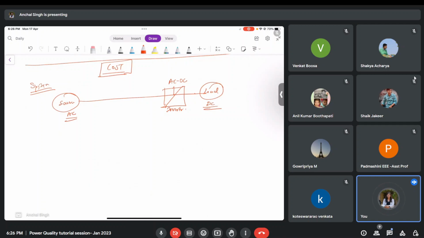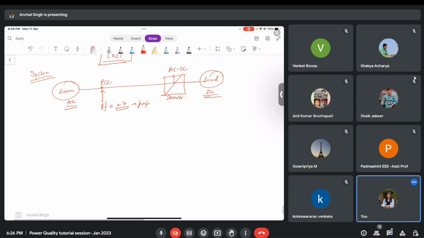Now, let me say that the power factor at the point of common coupling is 0.7, which is poor, and I want to improve that power factor to approximately unity. Then what I will do is I will connect a shunt compensator at this point, and I'll try to improve the power factor, right?